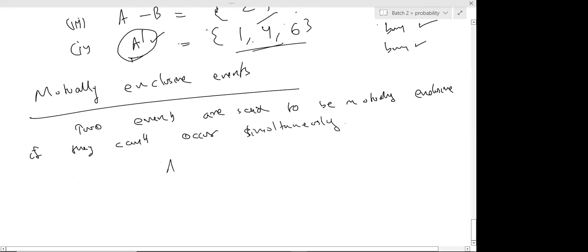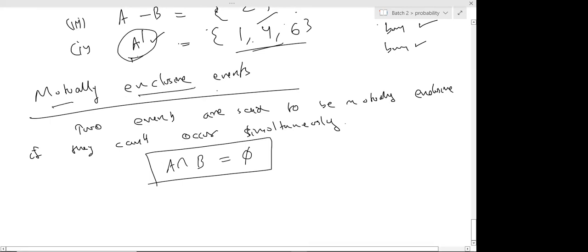So here A intersection B will be equal to phi. There will be no common elements between these two. If this happens, the other cannot happen. If the other happens, this cannot happen. They are called mutually exclusive events. In the case of heads and tails, if A is heads and B is tails, then they are mutually exclusive.